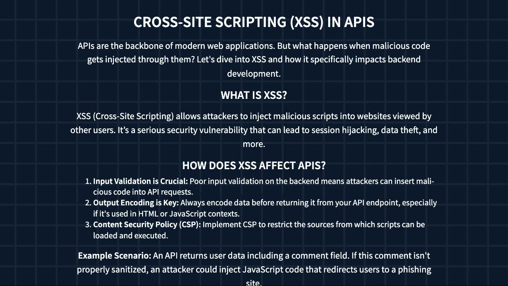And equally important is output encoding before sending data back from the API, especially if it's going to be used in a web page or application. You need to encode it properly. Finally, using content security policy can really help limit where scripts can run. Let's look at an example. Imagine an API that displays user comments without proper sanitization. A sneaky attacker could inject code that leads users to fake login pages.